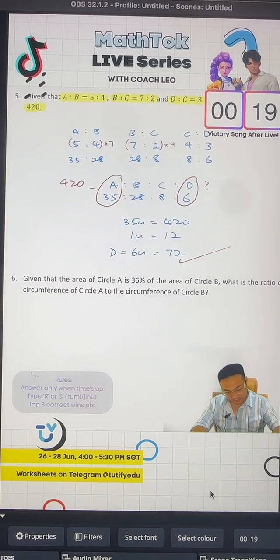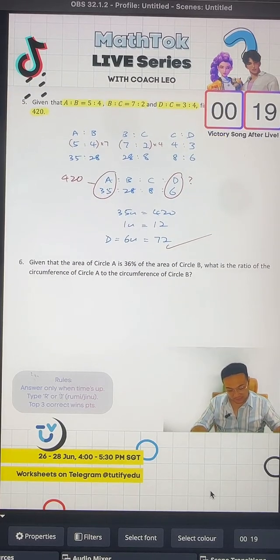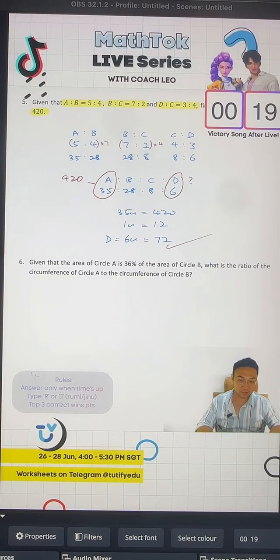Now, let's take a look at question number 6. Given that the area of circle A is 36% of circle B, what is the ratio of the circumference of circle A to circle B?